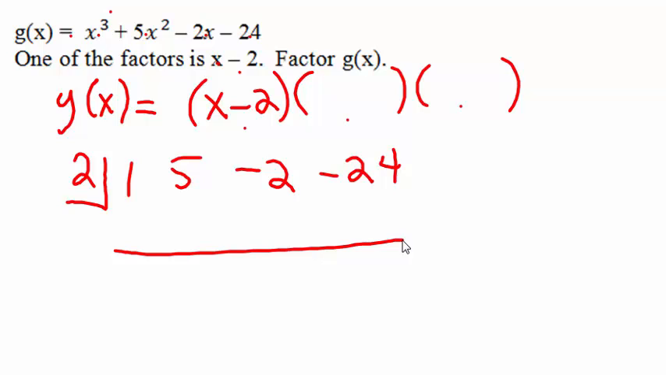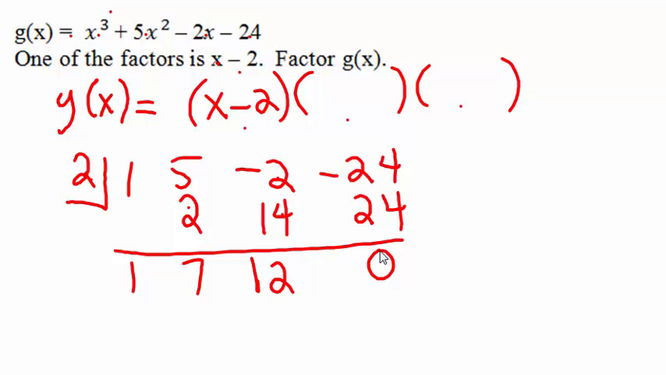Then I do the synthetic division: bring down the 1, multiply by the box number gives me 2, add down the column gives you 7, multiply by the box number gives you 14, add down the column gives you 12, multiply by the box number gives you 24, and you should get a 0 as your remainder. For all of these problems, what they're telling you is a factor, which means when you divide, it should come out without a remainder. That's what makes it a factor.